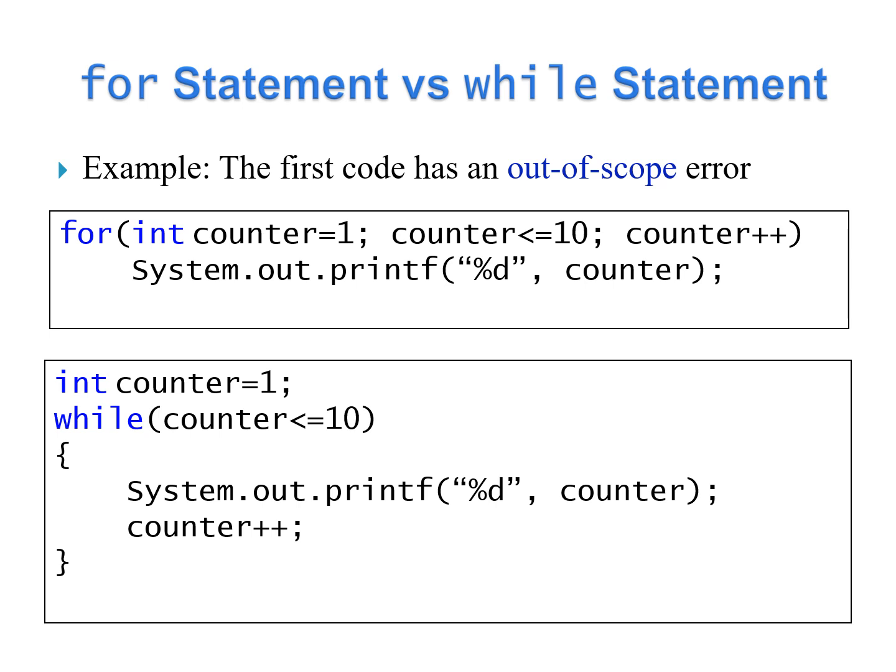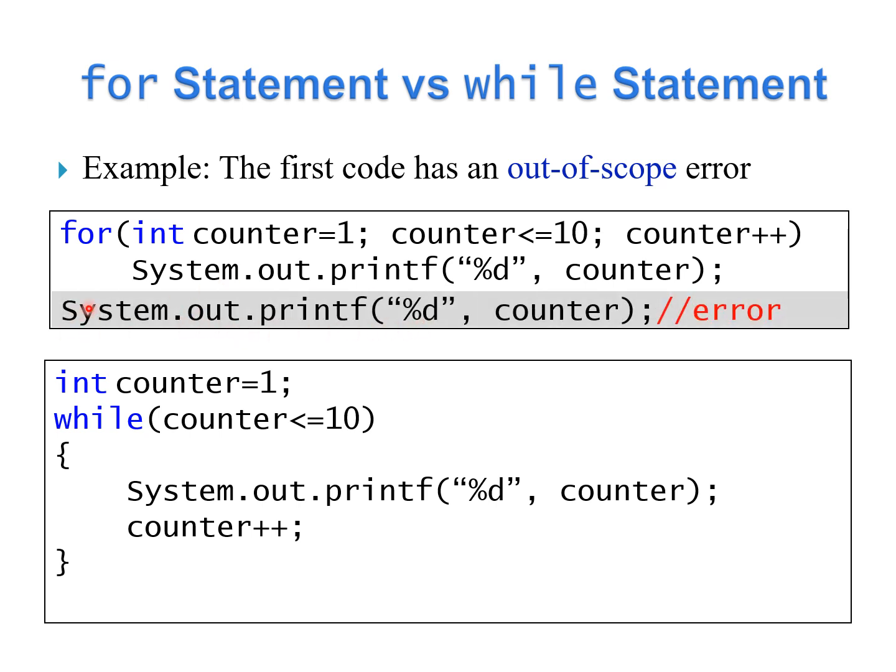Here is an example that demonstrates the difference in the scope of the control variable in the for statement and in the equivalent while statement. The initialization in this for header declares variable counter to be of type int. So the scope of this variable counter is within the for loop only. This means that if you try to access the counter variable outside of this for loop, then you will encounter an out of scope syntax error.